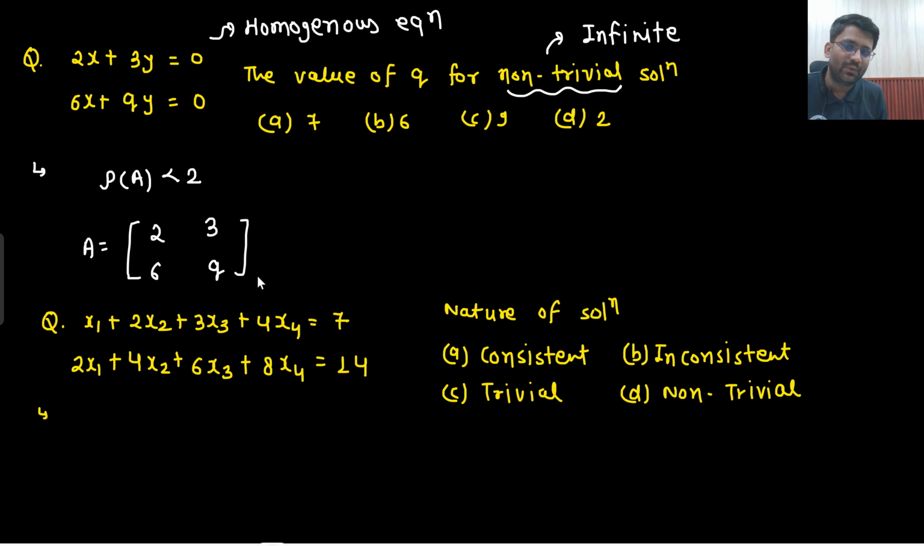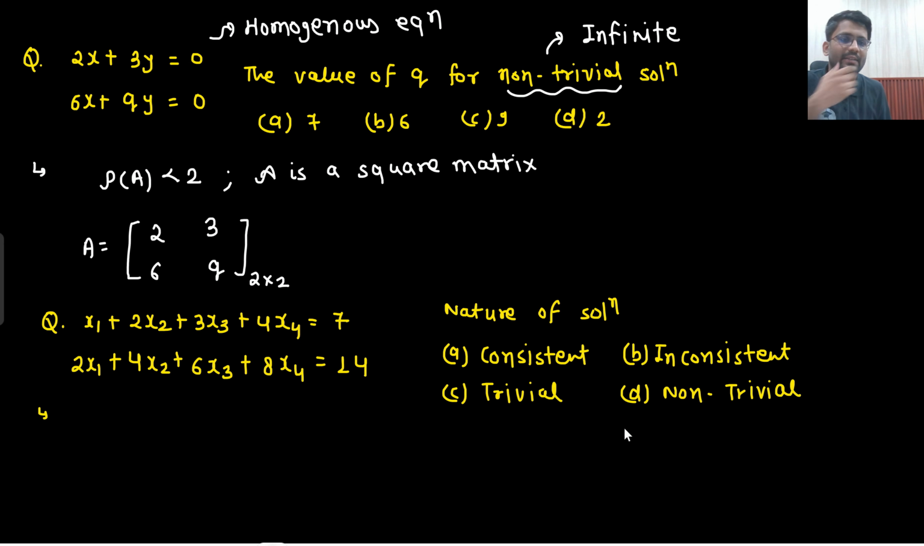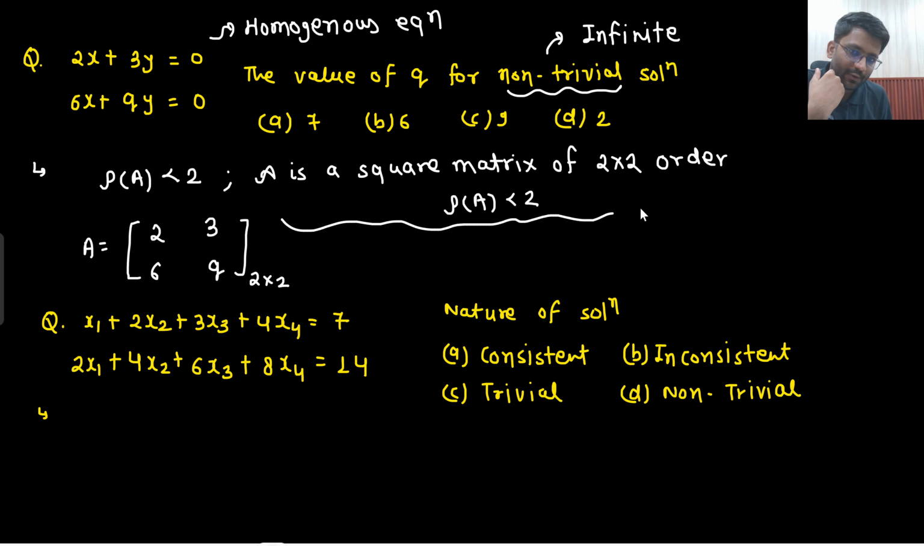A is a square matrix of 2 cross 2 order, and I am saying that rank of A should be less than 2. So can I say what this particular condition will reflect? It will reflect that the determinant of A should be 0.